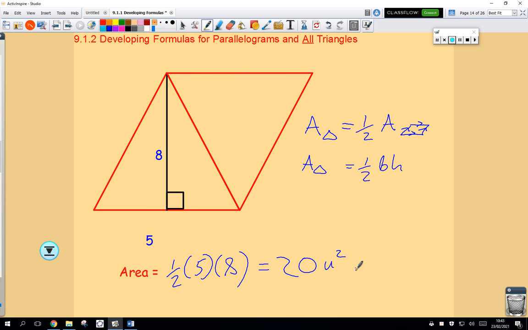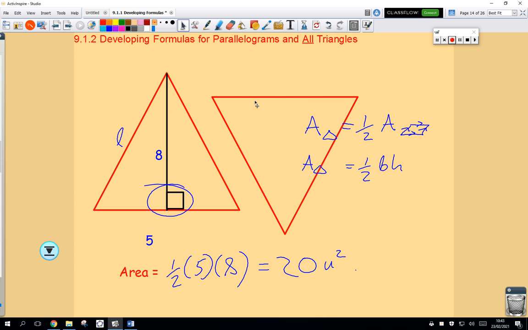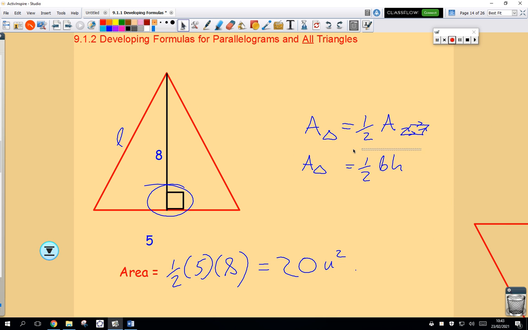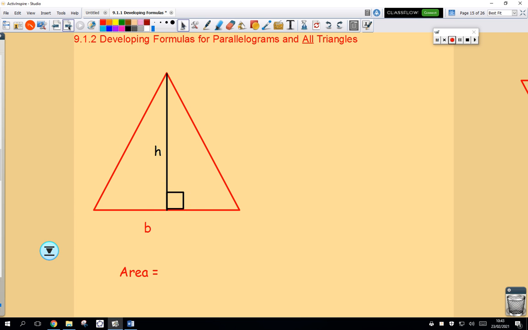Key detail, of course, that we're talking about the perpendicular height, not the slant height here. The slant height is usually denoted with the letter L. So to find the area of a triangle, it's just half the base times the height. The area of a triangle, half the base times the height. So you have to remember that formula. It's half the base times the height.